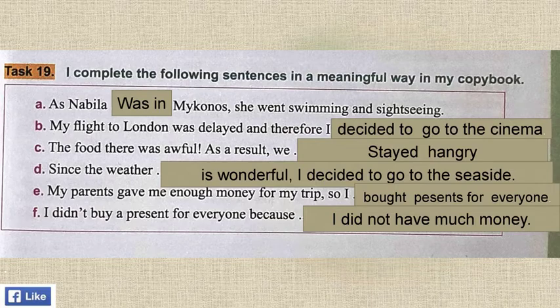Now, as Nabila was in Mykonos, she went swimming and sightseeing. For the second one, my flight to London was delayed and therefore I decided to go to the cinema, كاقتراح. The food there was awful. As a result, we stayed hungry. Since the weather is awful, I decided to go to the seaside, for example. My parents gave me enough money for my trip, so I bought a present for everyone. F, I didn't buy a present for everyone because I didn't have much money.